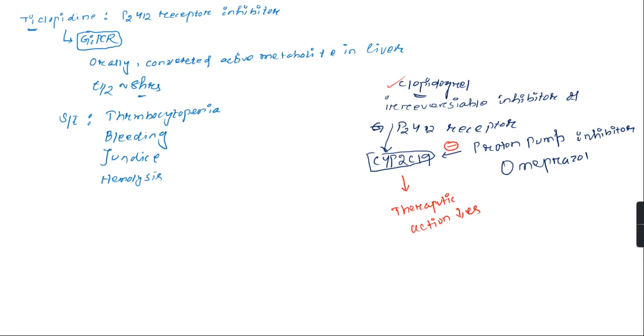Okay, so where can we use clopidogrel? As I discussed, it can be used in different kinds of cerebrovascular disorders, in acute coronary syndrome, in myocardial infarction, and in stroke. Coming to the side effects, similar to ticlopidine, bleeding is one of the important side effects, along with thrombocytopenia.